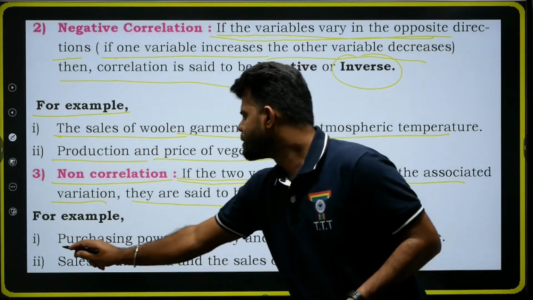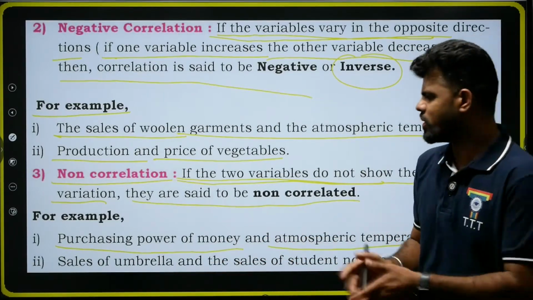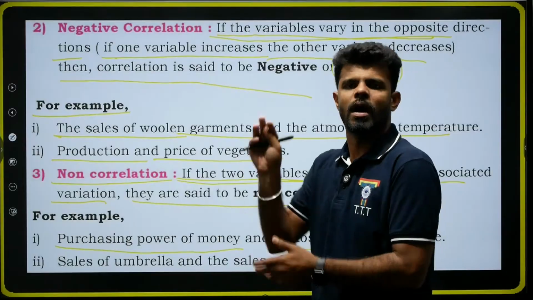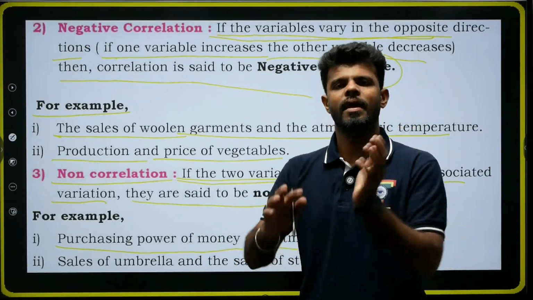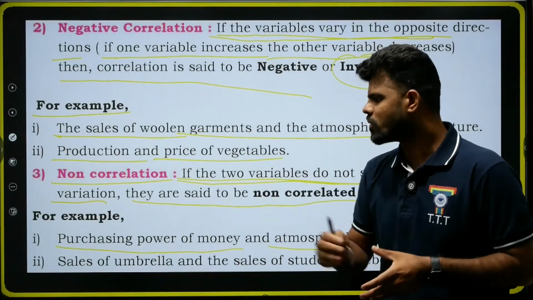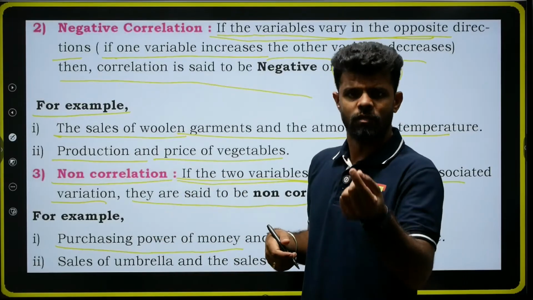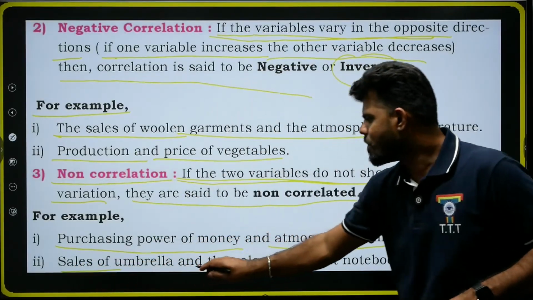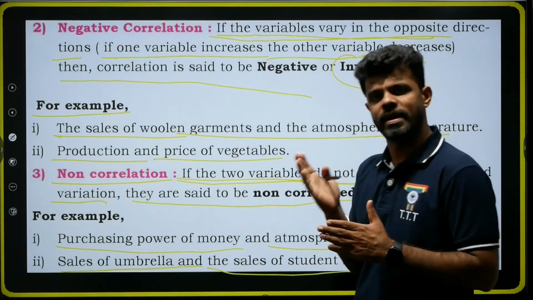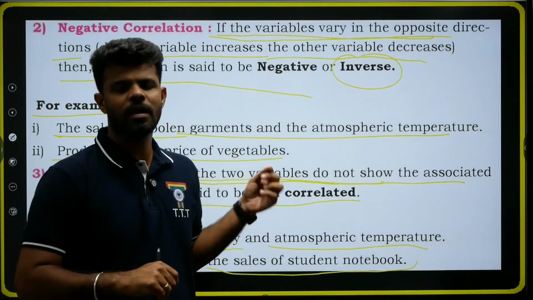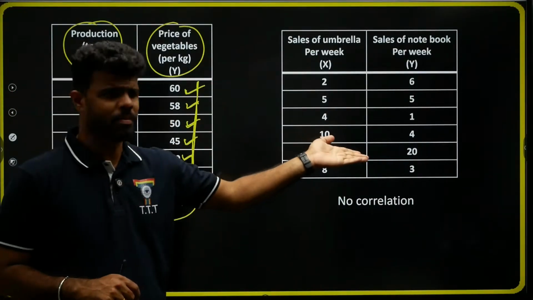See, for example, purchasing power of money and atmospheric temperature. For these two variables there is no relationship. When you take that data, there is no relation between them; there will be one kind of data on one side and a different kind of data on the other side. Therefore such two variables are said to be non-correlated or have no correlation. One more example, sales of umbrellas and sales of students' notebooks. The data is given; let us observe it and understand how it becomes no correlation. So that is the second example here.